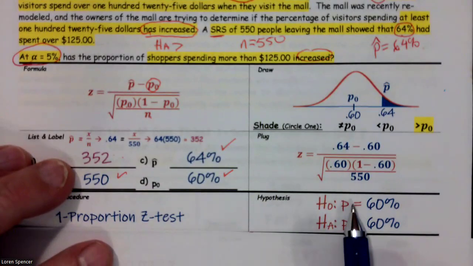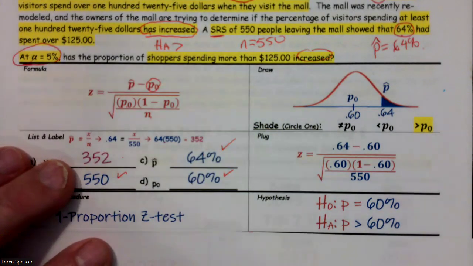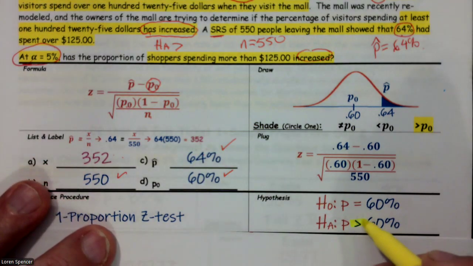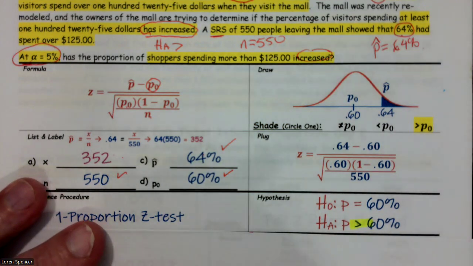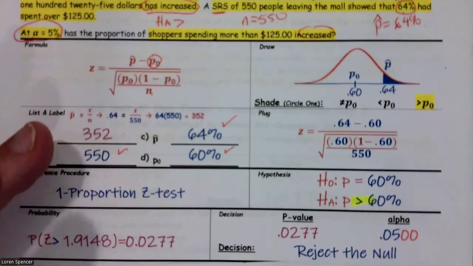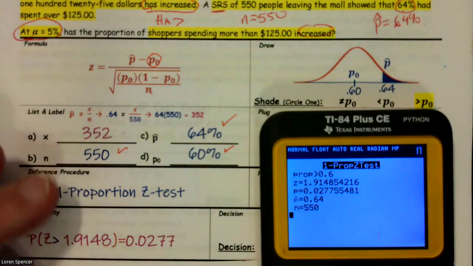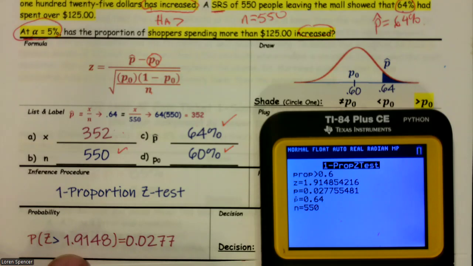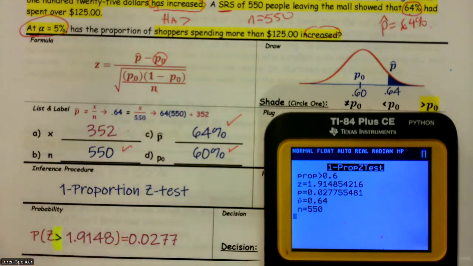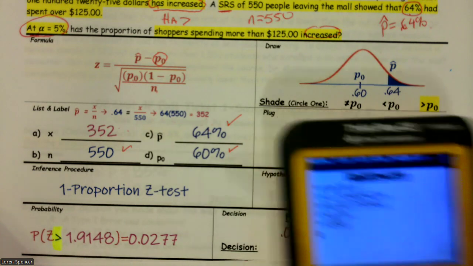So here's our claim. Our claim is p equals 60%, and we said that it was going to be greater than. If you'll notice, we have a greater than highlighted there, and we have a greater than highlighted there. We're being consistent. And there's our values from our calculator. Probability Z is greater than 1.9148. Once again, being consistent with that greater than. We end up with a p-value of 0.0277.